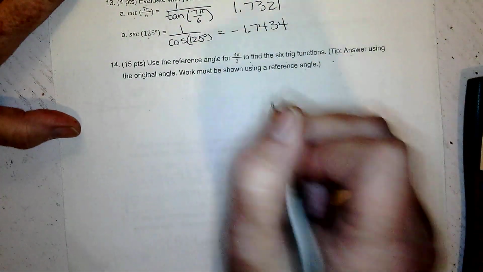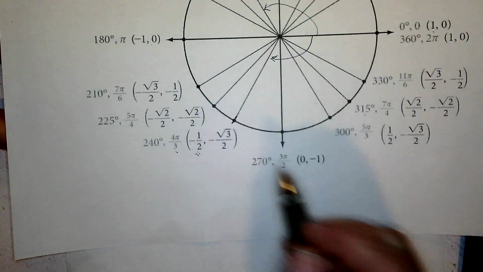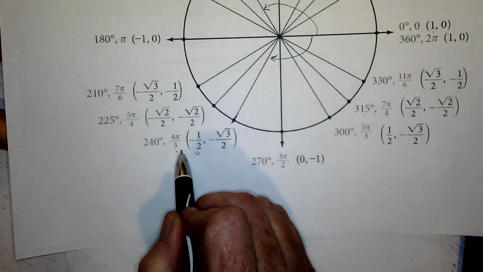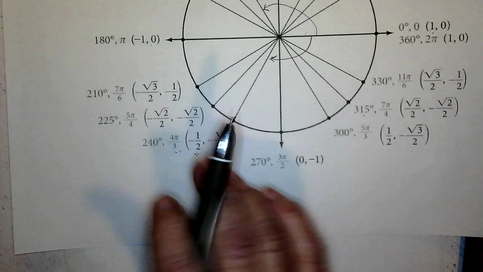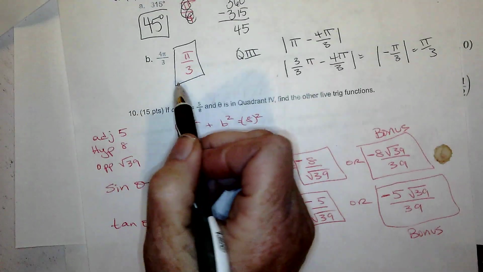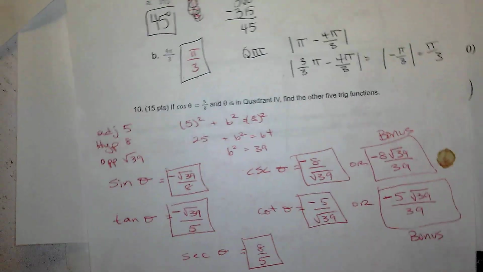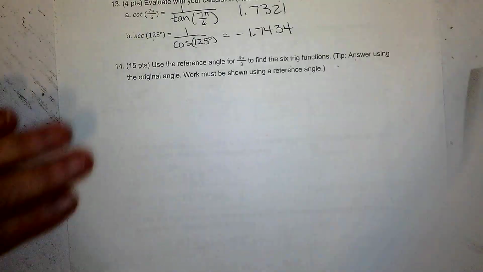So I start with finding my reference angle for 4 pi over 3. 4 pi over 3 is right here. And I think I had to go back. Did I find that one earlier? Yes, I did. So back where I had 4 pi over 3, I've already found the reference angle. So I'm going to use that reference angle, pi over 3.